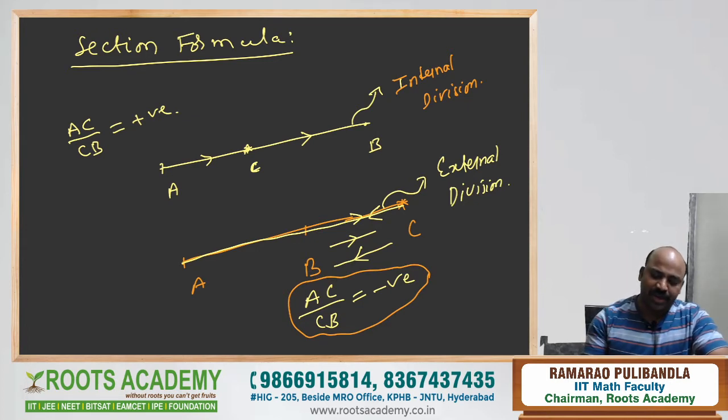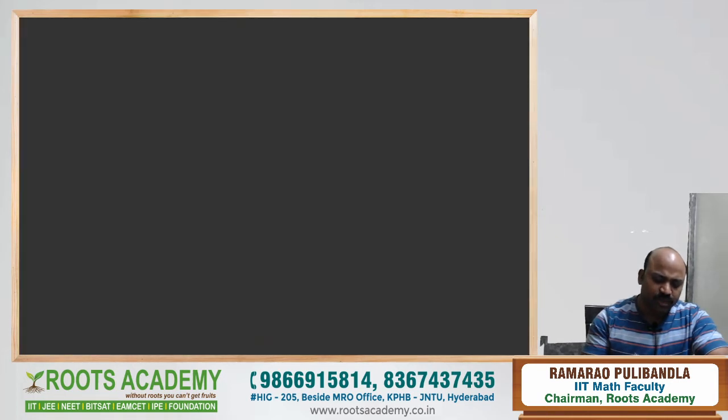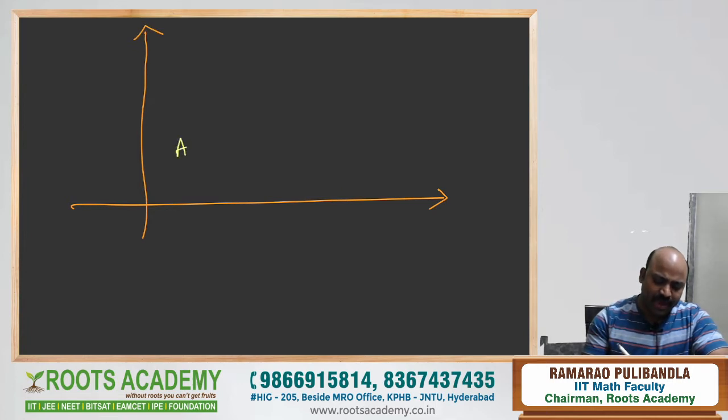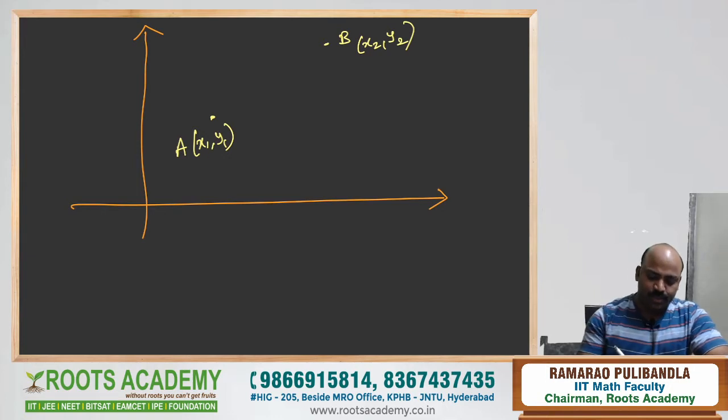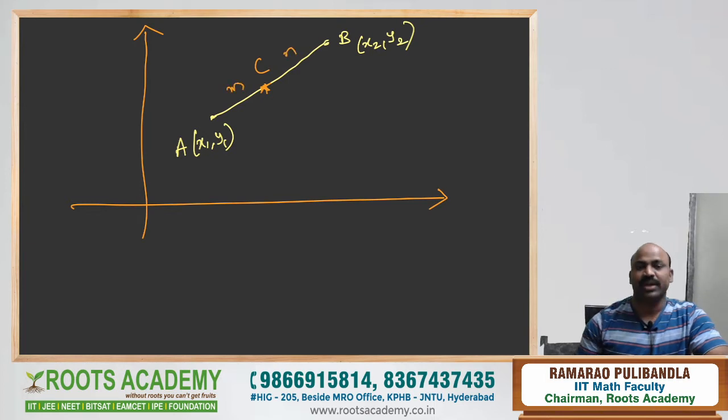Now, for example, I have two points A and B. I have A (x1, y1) and B (x2, y2). These two points A and B are divided by a third point C like this. But this point C is dividing internally and in the ratio m is to n.